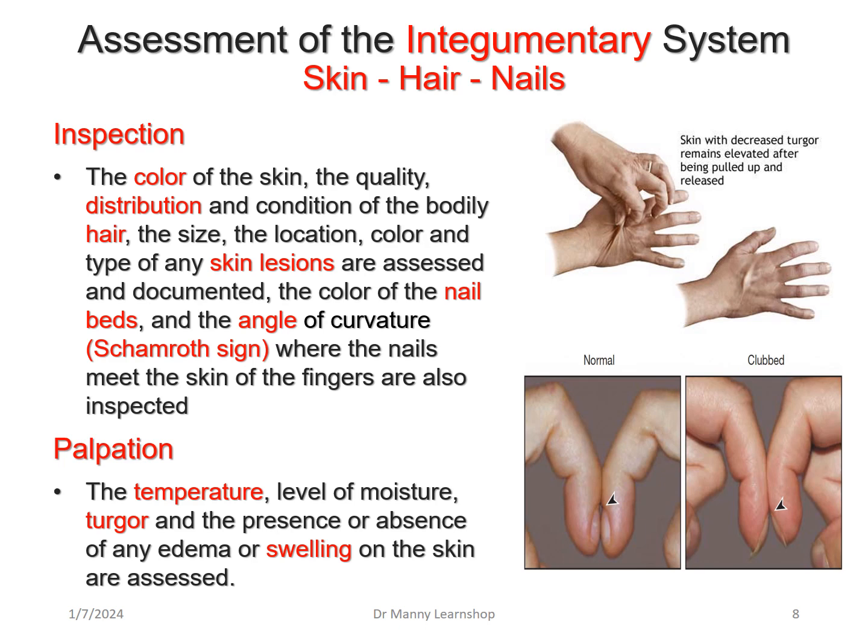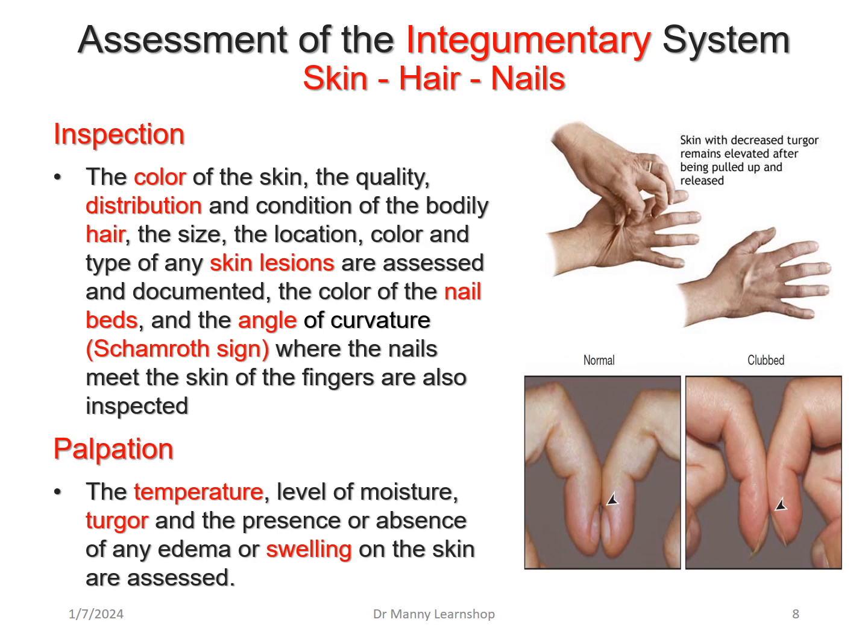Inspection: the colour of the skin, quality, distribution of hair, size and location, if there are any skin lesions, the colour of the nail beds and the angle of the curvature of the nail beds indicated by the Shamroth sign, which can indicate finger clubbing, as indicated in the diagram. And finger clubbing is a sign of chronic hypoxia.